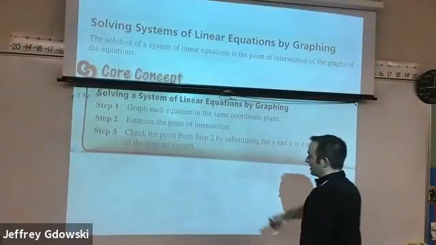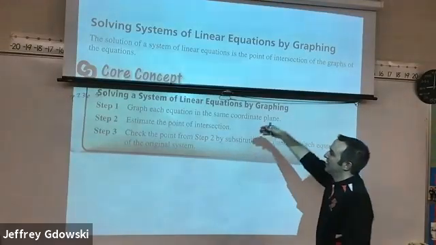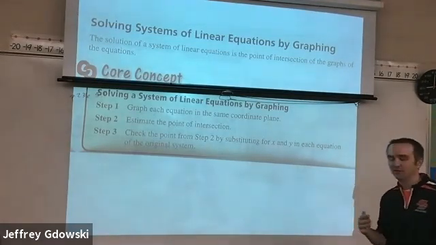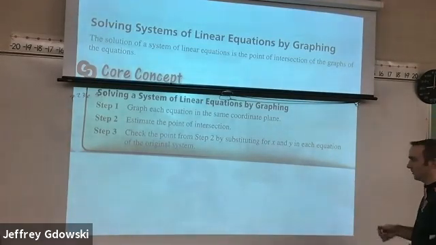And then step three says check the point. So check our point of intersection by plugging it back in. That just means we can check our answers and make sure we are correct or not. We'll talk about that as well.